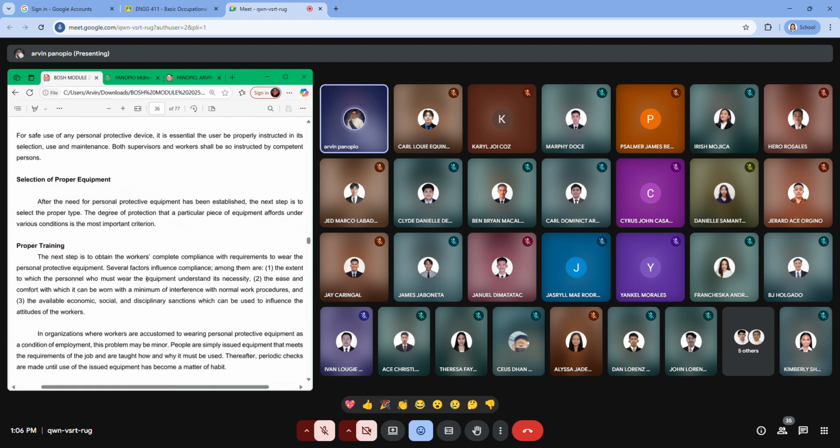For the selection of proper equipment, dito naman yung sinasabi ko na every equipment has its own function. So for example, safety shoes. Hindi naman pare-parehas ang safety shoes. May iba't iba silang function and may iba't iba din silang design for its function. Later on, makikita natin siya. So, selection of proper equipment.